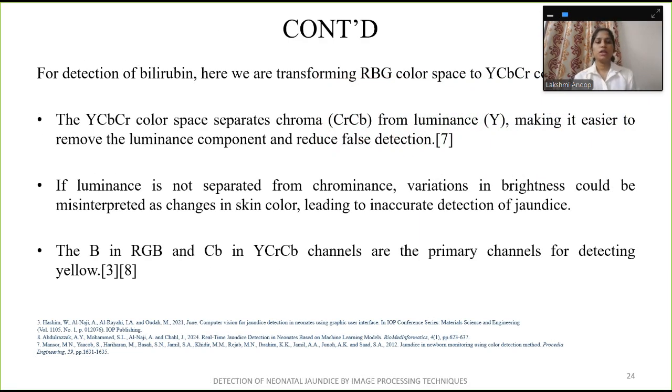For detection of bilirubin, here we are transforming the RGB color space to the YCbCr color space. The YCbCr color space separates chroma from luminance, making it easier to remove the luminance component and reduce false detection. If luminance is not separated from the chrominance, variations in brightness could be misinterpreted, mainly as changes in skin color, leading to inaccurate detection of jaundice. The B in RGB and Cb in YCbCr channels are the primary channels that are used for bilirubin detection. Mainly, these are the channels which show a greater concentration of yellow color pigmentation.